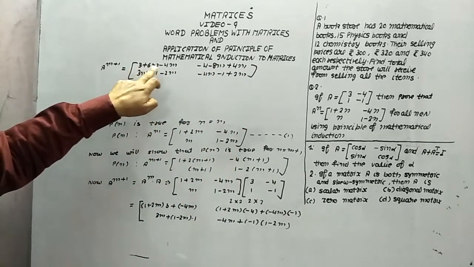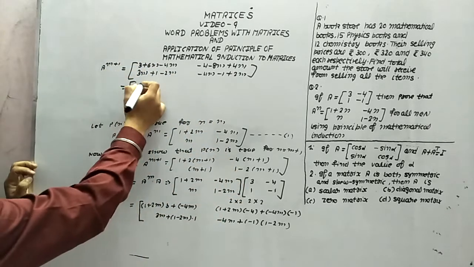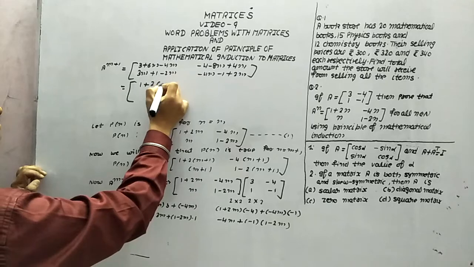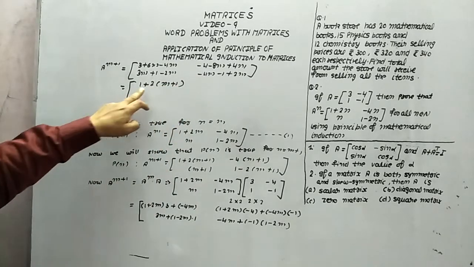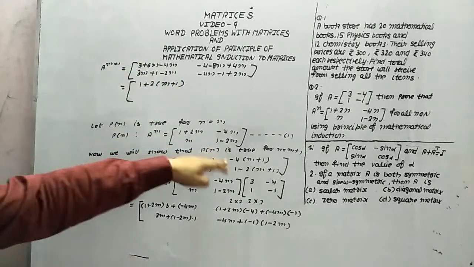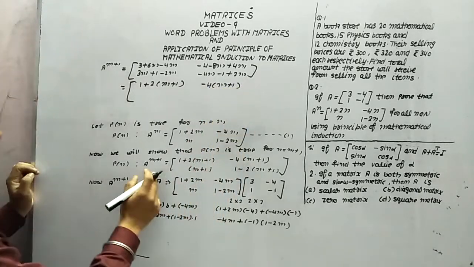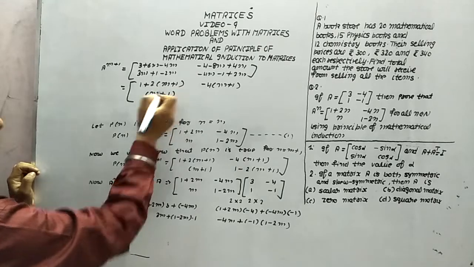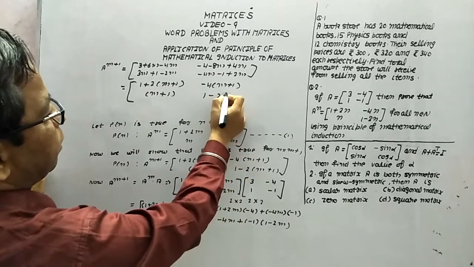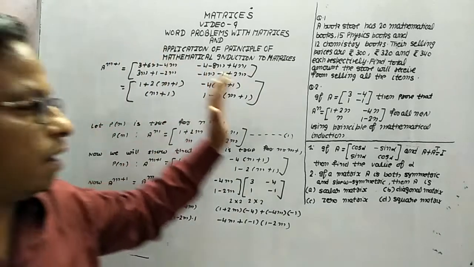Now if you solve this, what is the result? 3 plus 2m. And we can write 3 plus 2m in this way: 1 plus 2 into (m+1). Reason: 2m plus 3, 2 plus 1 is 3. In the same way, we will write it this way: -4 into (m+1), and this is m plus 1, and this is 1 minus 2 into (m+1). So this is the proof by the principle of mathematical induction.